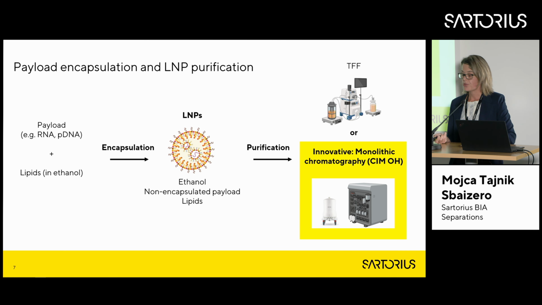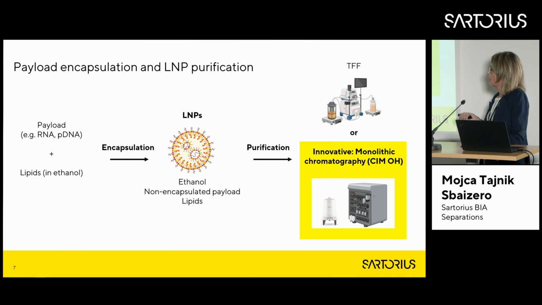So to focus on the LNP part, the last part, we have here a very simple schematic presentation. We have payload, lipids, encapsulate this with various techniques. And then we get LNPs, which are closer to more complex bioprocess samples, with very little impurities: ethanol, non-encapsulated payloads, lipids, and we then purify this, either with the TFF, and here we are introducing the innovative approach with the monoliths.